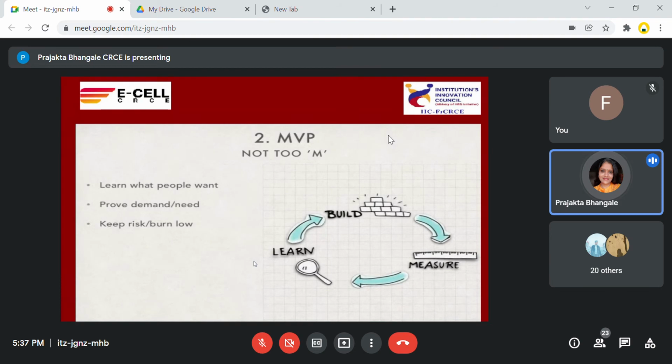The second stage is nothing but the MVP. So what is that MVP? The same thing you can see over here: learn what people want, prove demand and need, and then keep risk and burn low. What do you mean by this?